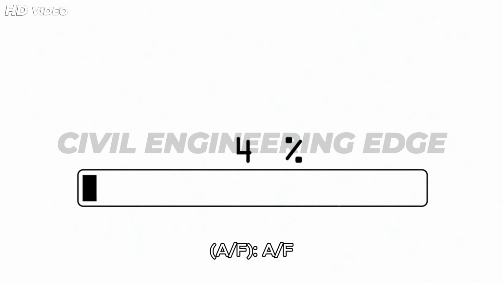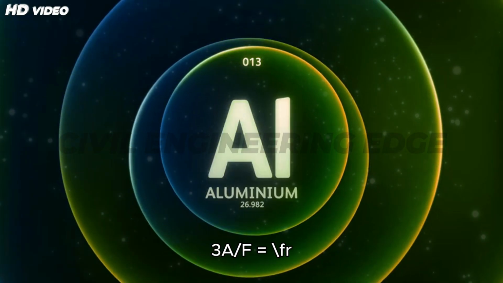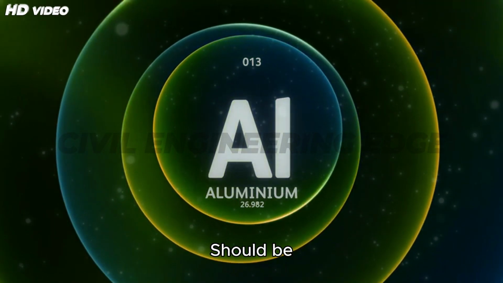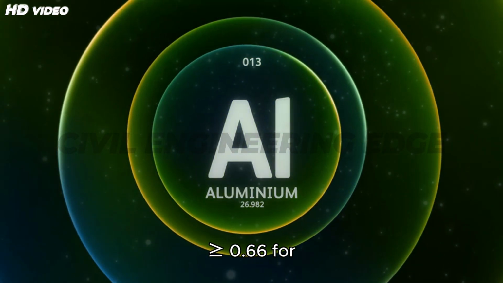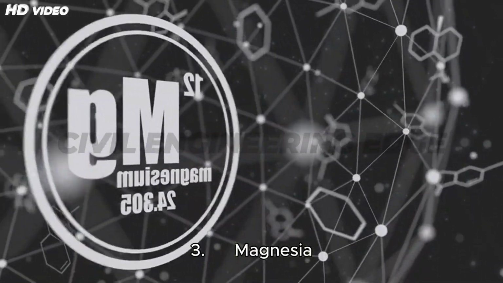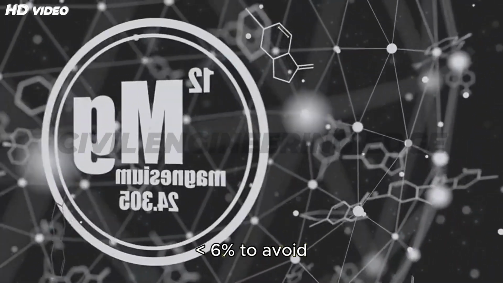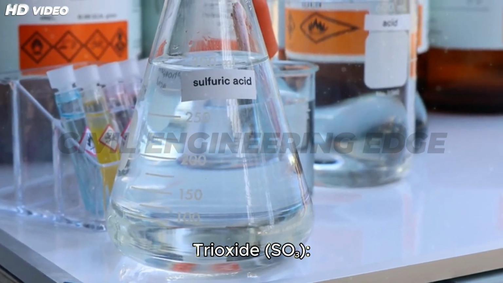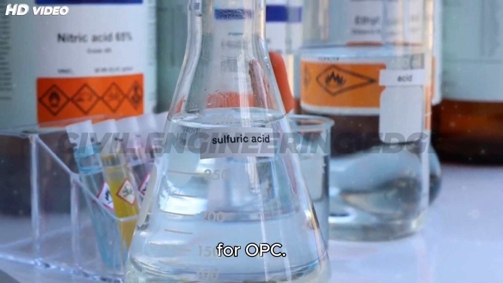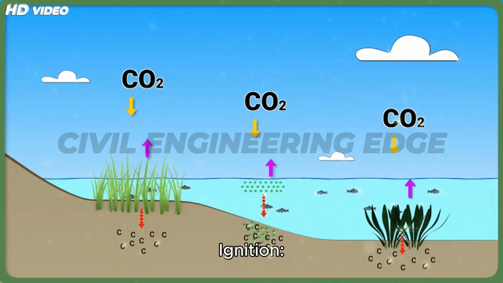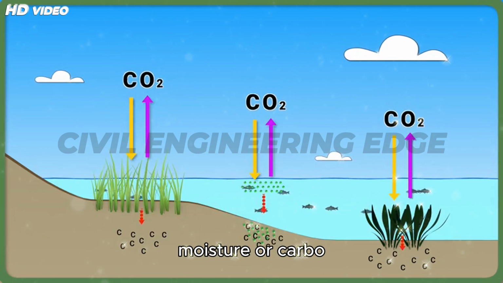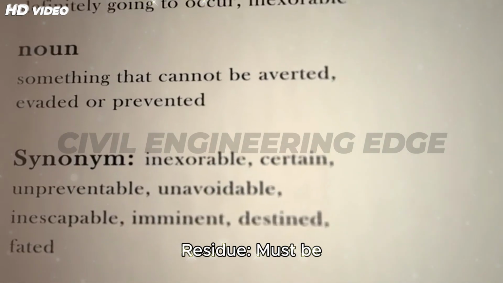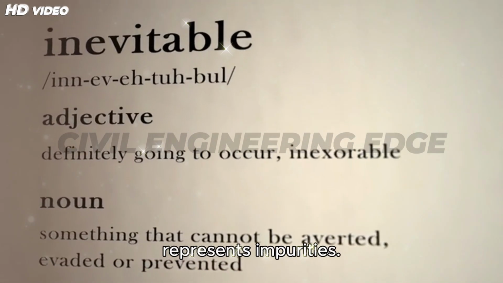2. Alumina-iron ratio, F, equals Al2O3 divided by Fe2O3, which should be in the prescribed range. 3. Magnesia, MgO, should be less than 6% to avoid unsoundness. 4. Sulfur trioxide limited to 3% for OPC. 5. Loss on ignition, indicates moisture or carbonation, should be less than 5%. 6. Insoluble residue must be less than 2% as it represents impurities.